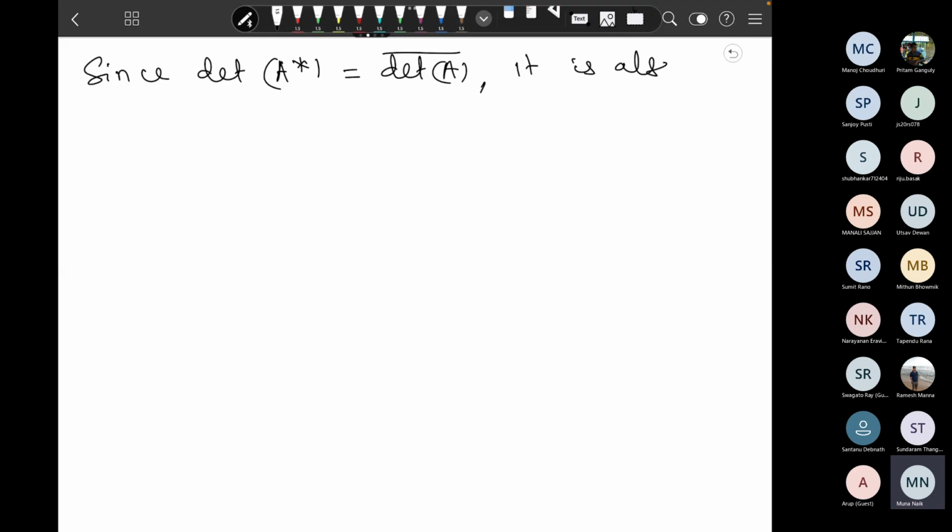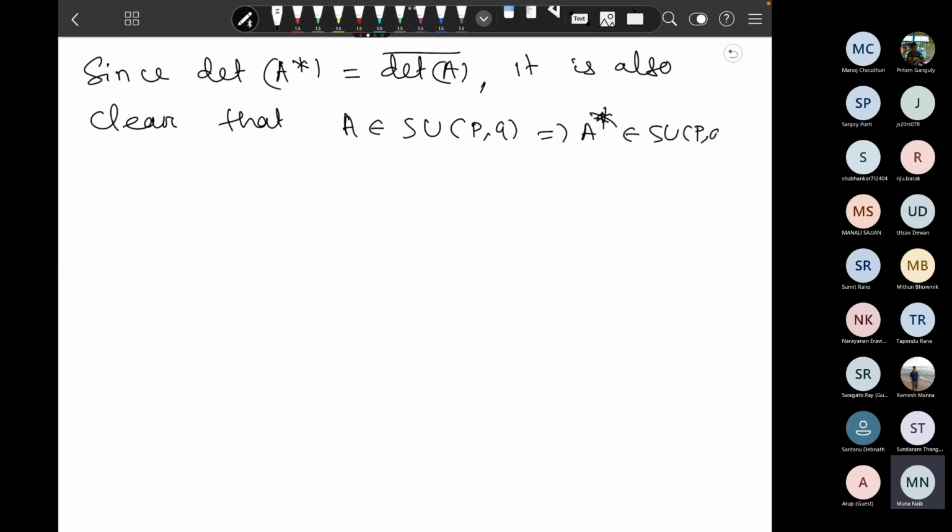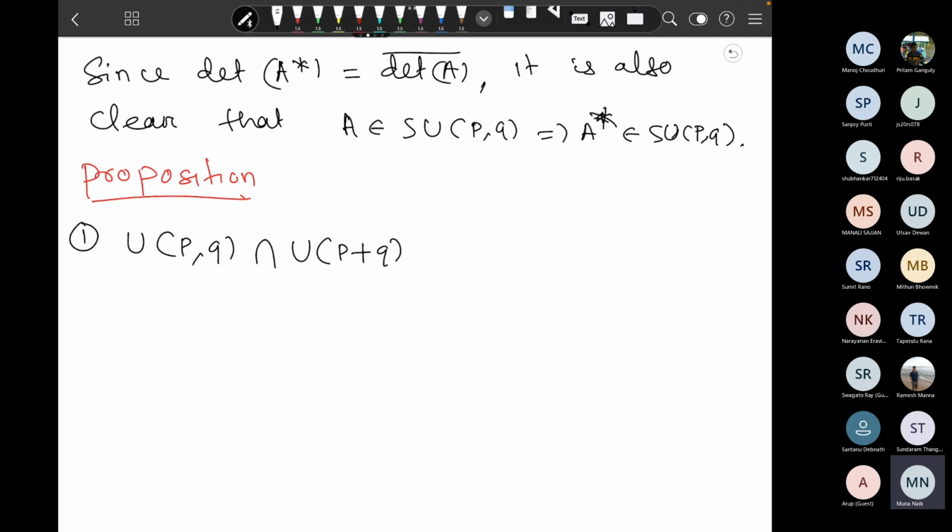it is also clear that A belongs to the group. Now you can apply the polar decomposition theorem which we have proved for pseudo-algebraic groups, and for that we need to really find its intersection with O(P+Q). First proposition: U(P,Q) intersection U(P+Q).